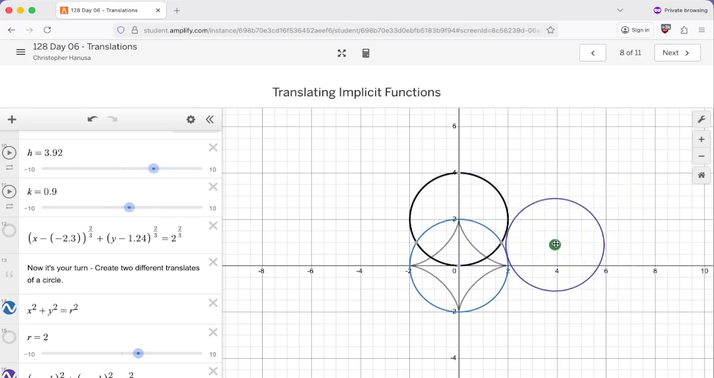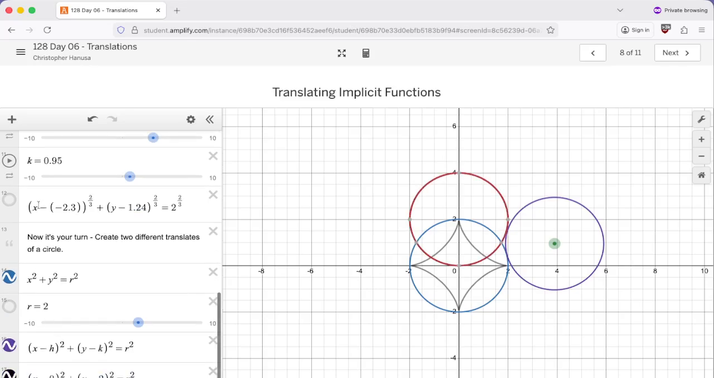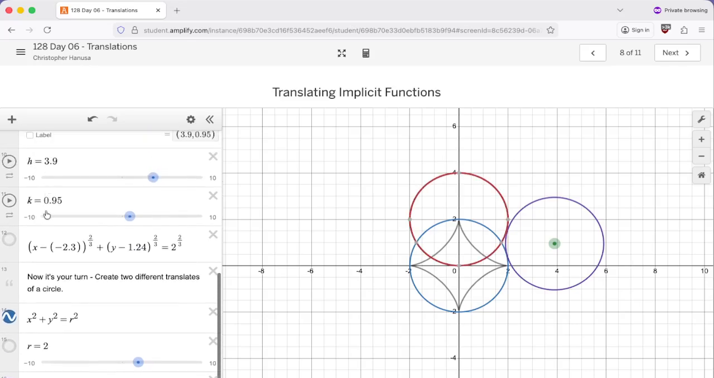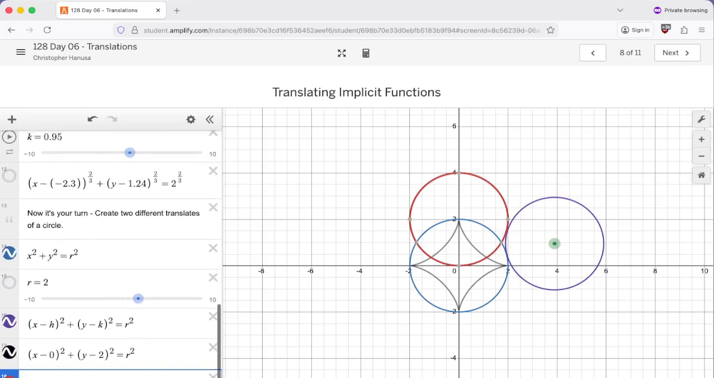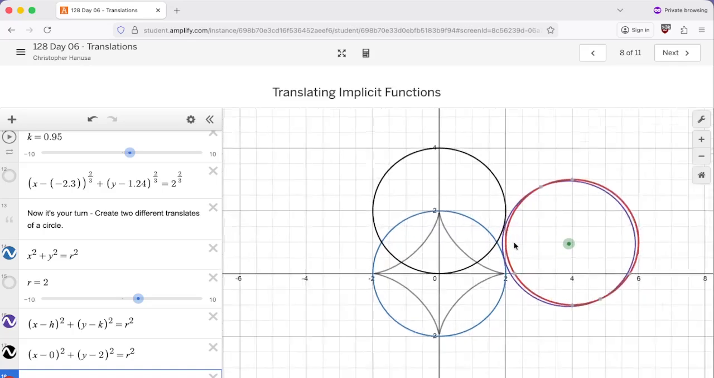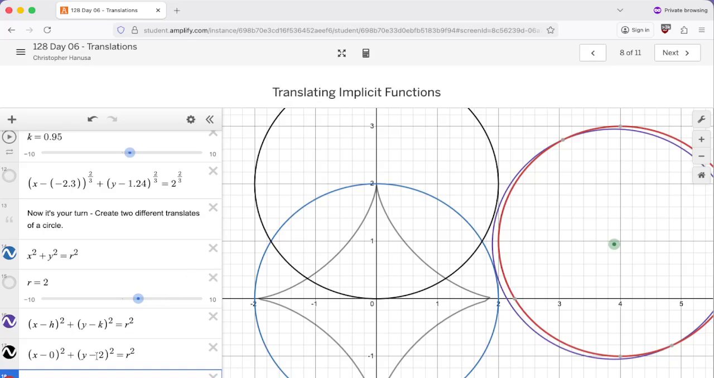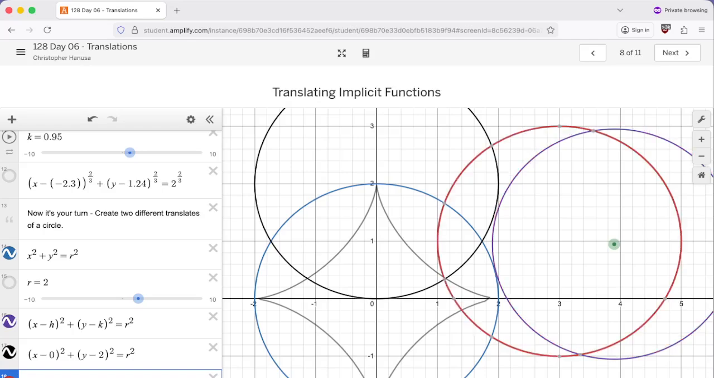Let me do this again. I'm going to put it right here. All right, where is that one? That looks like it's actually at h is 4 and k is 0.95. That doesn't look exactly right. I kind of want y to be equal to 1, and I want my curve to go over. So maybe I make this 3.9 or 3.8. Ooh, 3.8 is too much.